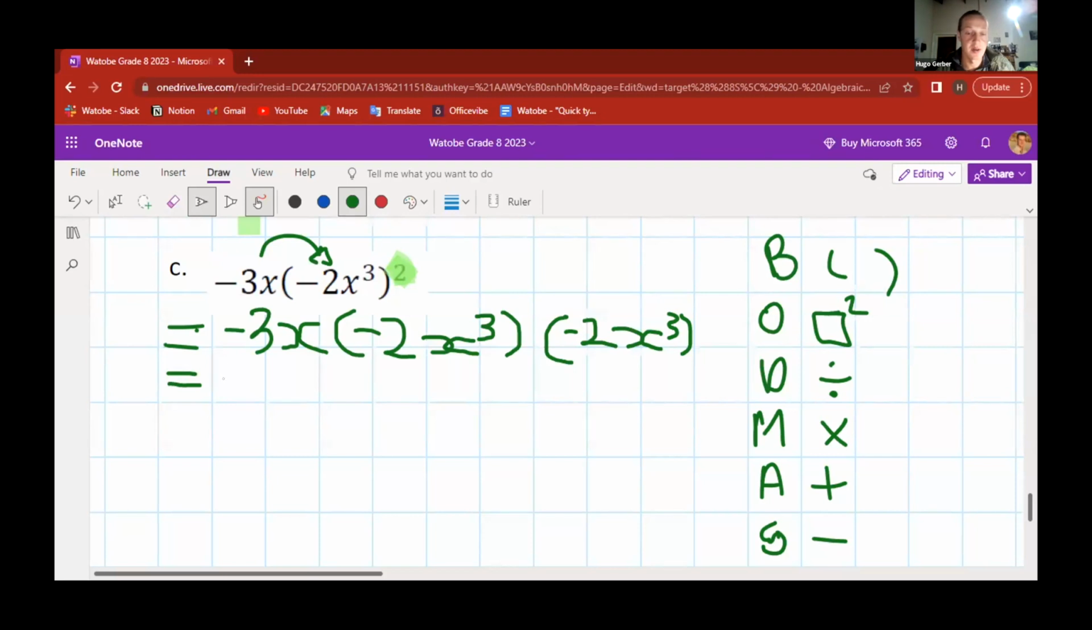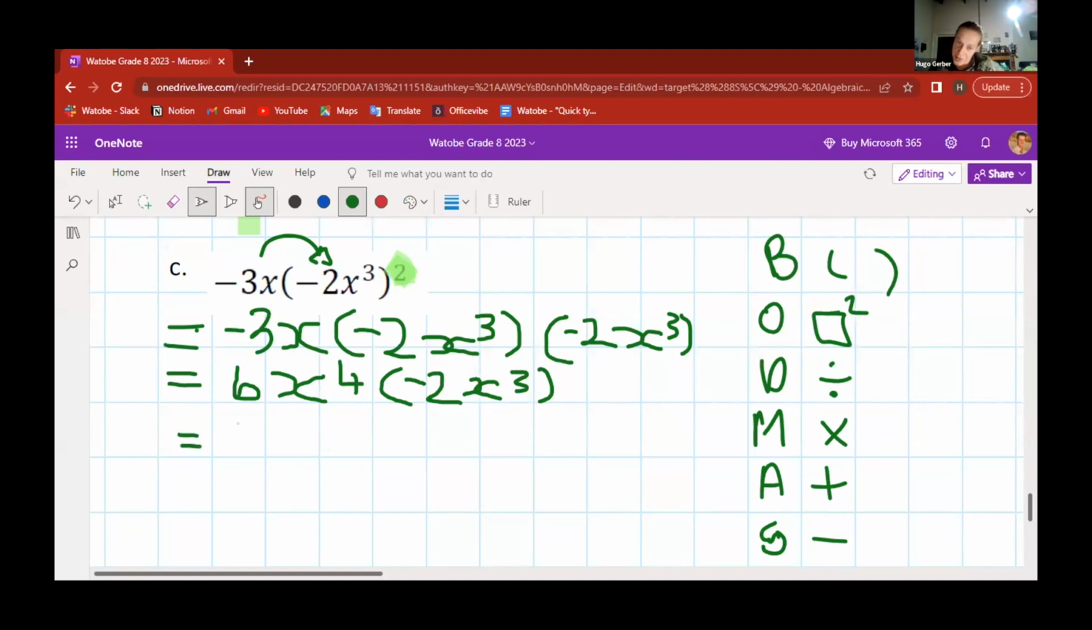Okay, so how are we going to multiply this, guys? What we're going to do first, we're going to get this negative out of the way, and then we're going to work with the 3x and the first bracket. Negative multiplied by negative is going to give us positive. We don't have to show that. Then 3 times 2 is going to give us 6, x to the power of 4. And now we still have this other bracket left, negative 2x cubed. And now we have to multiply this bracket.